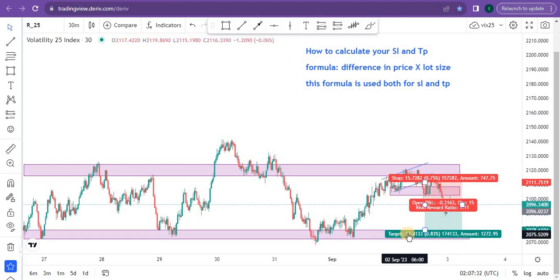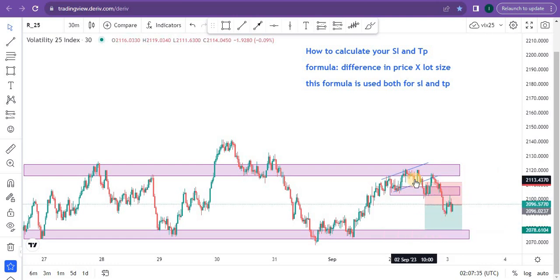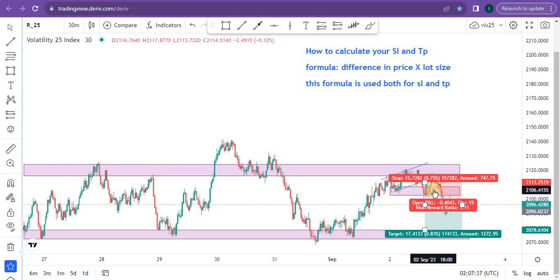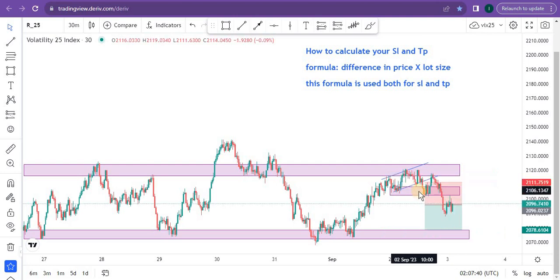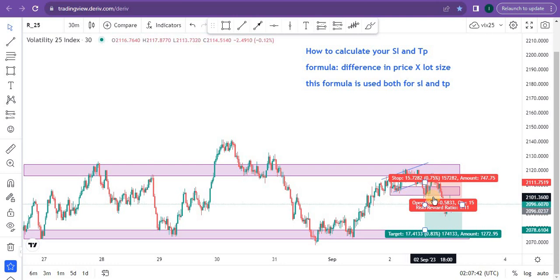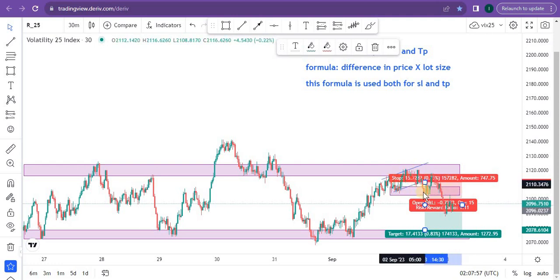In this case, our difference in price for this stop loss here is going to be 15.7282. That is the difference in price for this SL. Remember I said on MT5, you may not find it directly like this. You have to do the calculation. To get your difference in price on MT5, all you need to do is to subtract your entry price from your SL price.